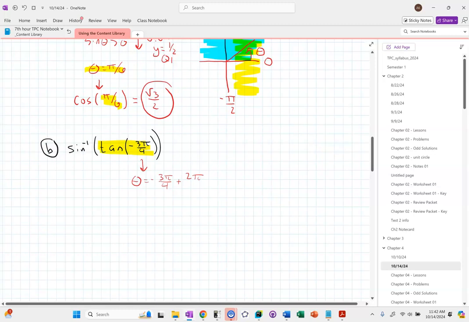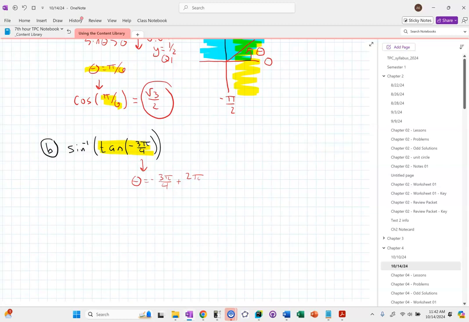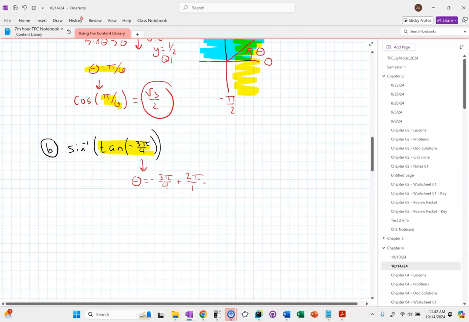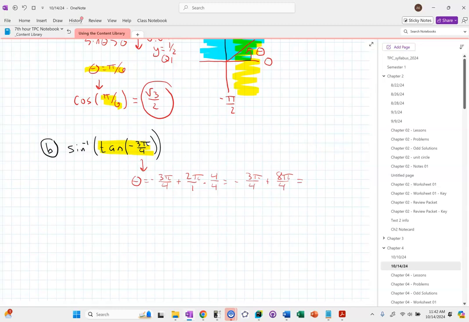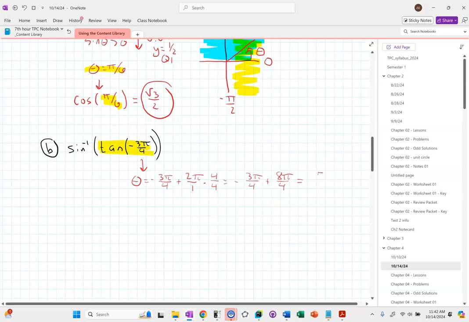So to add negative 3 pi over 4 and 2 pi, what do I need to have? Common denominator. What would that common denominator be? 4. So I'd have negative 3 pi over 4 plus 8 pi over 4. And now that we have common denominators, how do I add fractions with common denominators? We add the numerators, so negative 3 pi plus 8 pi is 5 pi. And the denominator just stays the same, right?